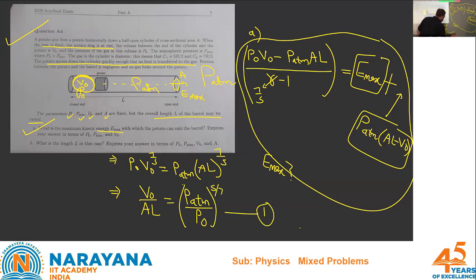Check. V naught by L becomes P naught, PATM upon P naught raised to the power 5/7. You can observe this keenly and replace the terms appropriately and check what you are getting for Emax. The AL term can be replaced. My only point was that your answer should not be in terms of AL. Rest is fine. And one more thing, B was straightforward.